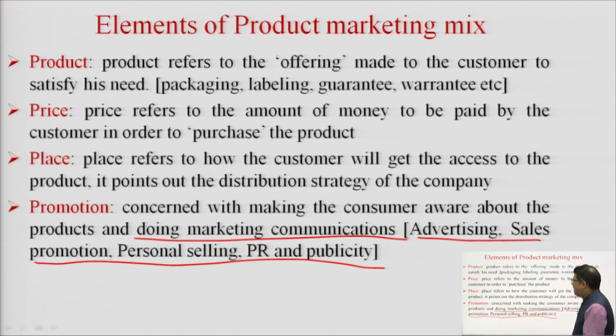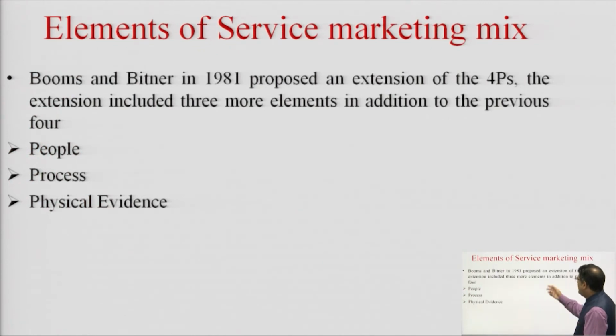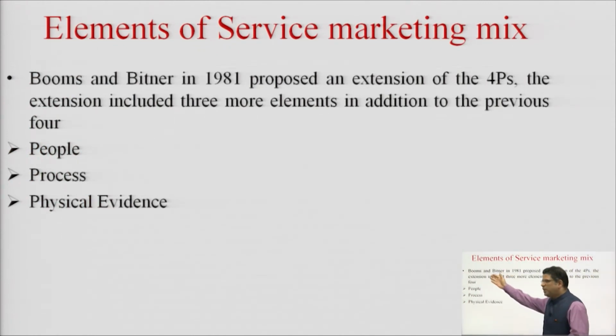So, this completes the element of product marketing mix. Now, we come to the elements of service marketing mix. Booms and Bitner in 1981 added 3 more elements, and they said that by the very nature product is different from service. So, in case of a product, Jerome McCarthy has already given 4 P's. Let us add 3 P's more, and let these 7 P's be called the marketing mix elements for a service. So, for a service we have additional 3 P's, which are people, process and physical evidence.